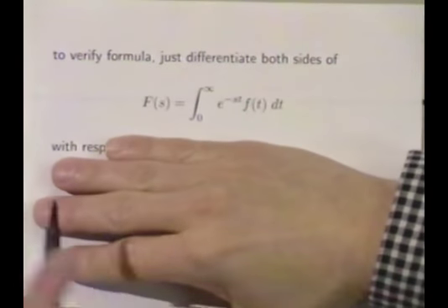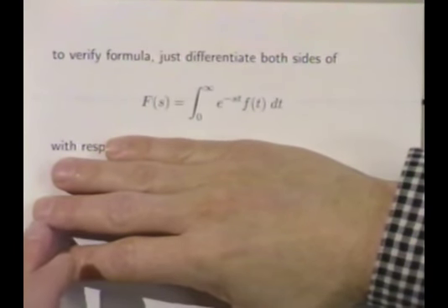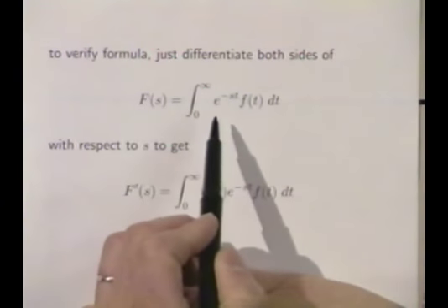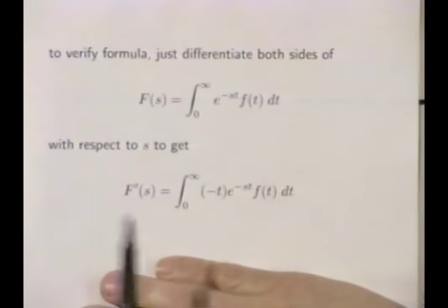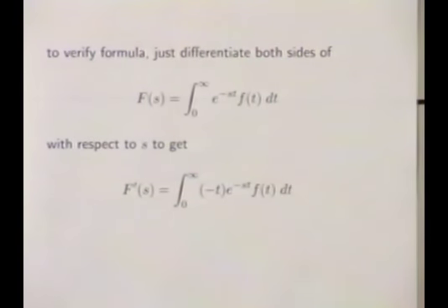Now, to prove this property is very simple. You take the definition of the Laplace transform, and you differentiate both sides with respect to s, and you get something very simple. Over here, you get F prime of s. Here, I differentiate this with respect to s, and all that happens is a minus t comes down like that, and I'm done. You can see this is minus the Laplace transform of t f of t, and we have everything.